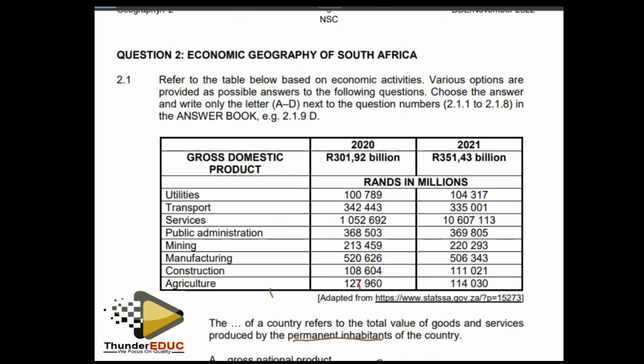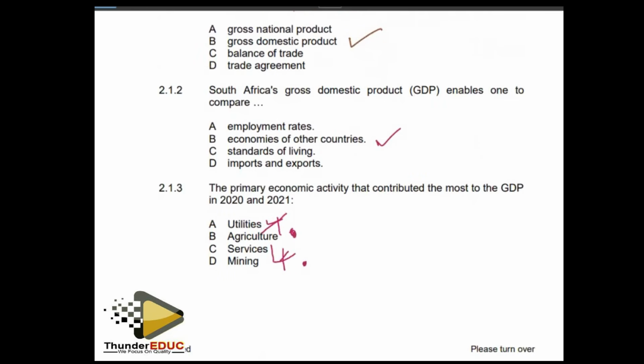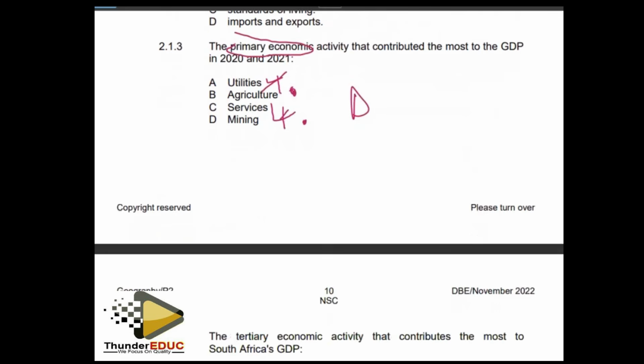and 220,293. When you look at the two, which one is bigger? Obviously, mining takes the biggest share. So when you come back to your answers here, you'll find that D is the right answer. But if you did not consider this word primary economic, you are going to say it is services. Because of the word primary, services is not a primary activity.